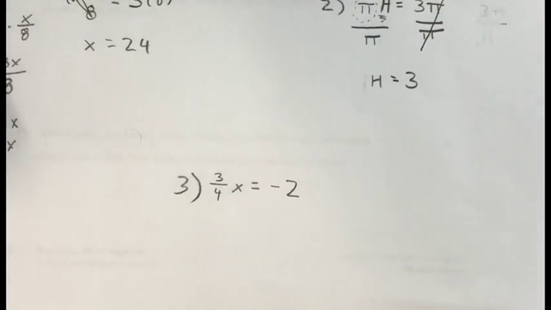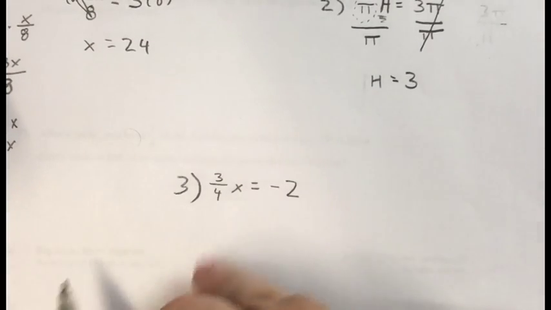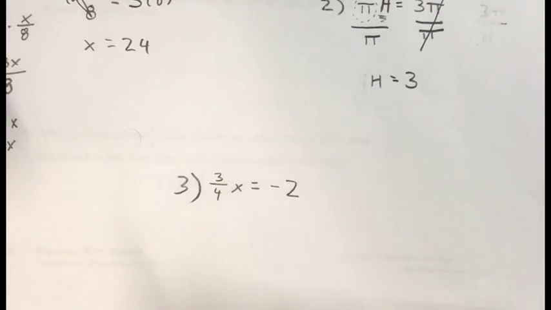Last problem, 3/4 times x equals -2. All right, so there's two ways of doing this. I'm going to do one way, which is the longer way, and then I'm going to show you the shortcut. And again, this probably is a little bit of review for you, but we're going to do it anyway.